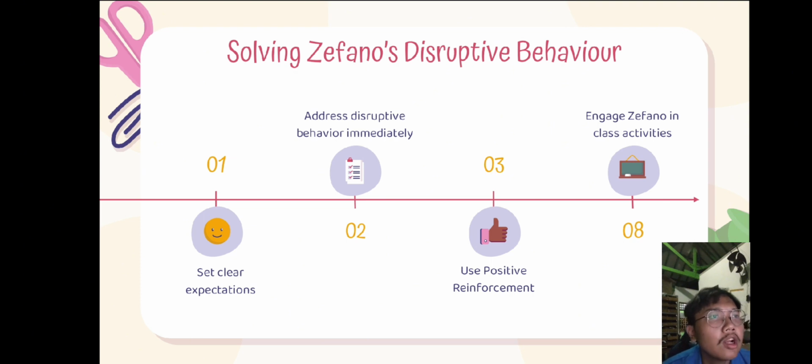And the third one is use positive reinforcement. Encourage the positive behavior, acknowledge and praise Stefano when he behaves appropriately. Positive reinforcement can motivate him to repeat good behavior, and provide small rewards for consistent positive behavior, like participation points or privileges.